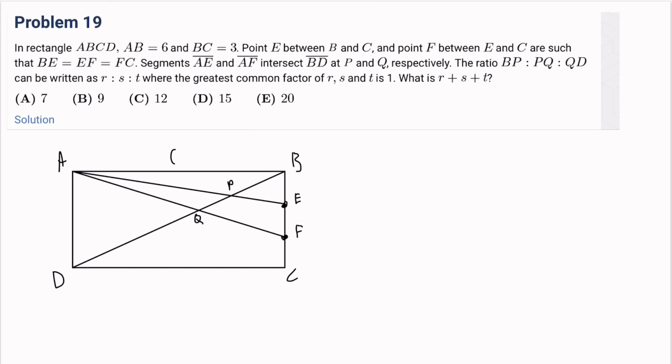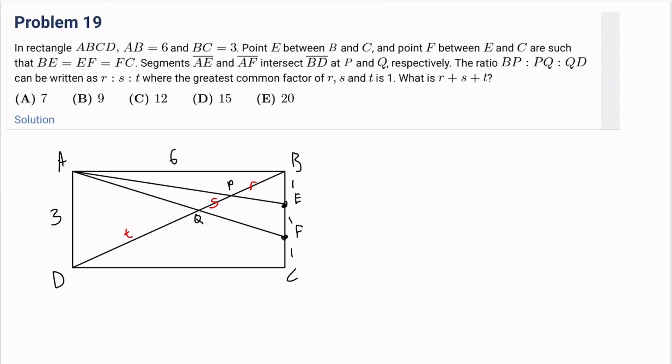AB is 6, BC is 3, since BC is 3, AD will be 3, and these will be 1 each, right? And the ratio BP to PQ to QD can be written as R to S to T. So this is R, S, and T. And what is R plus S plus T, right?